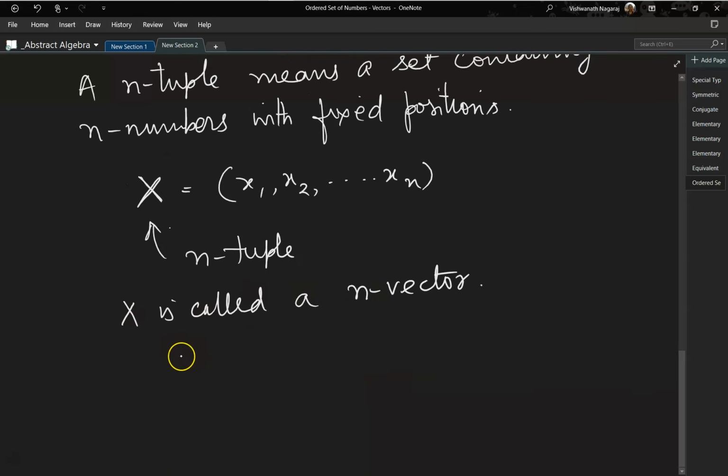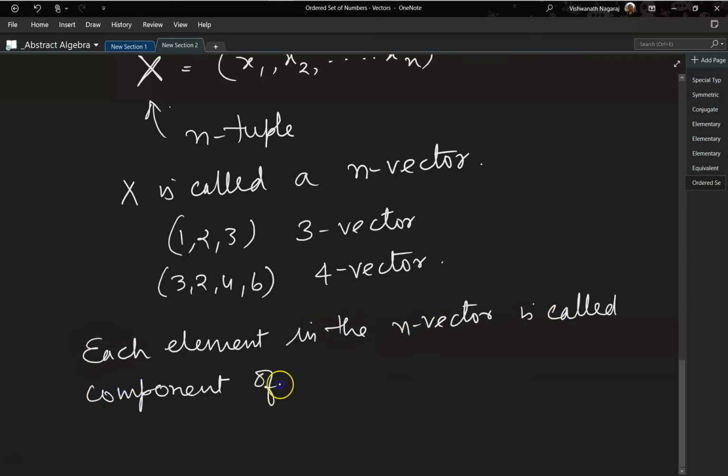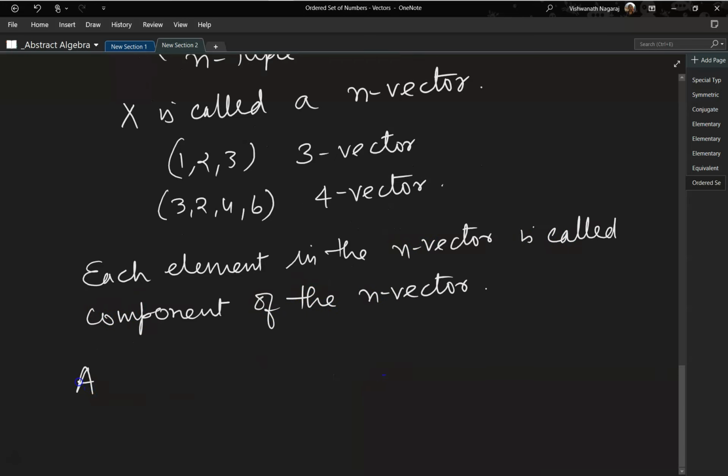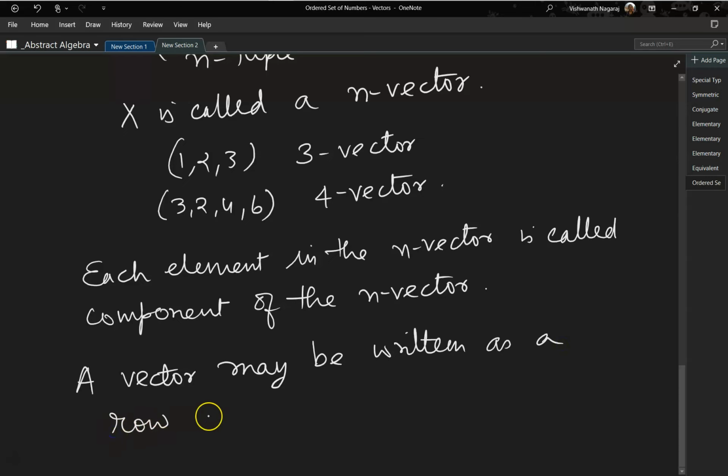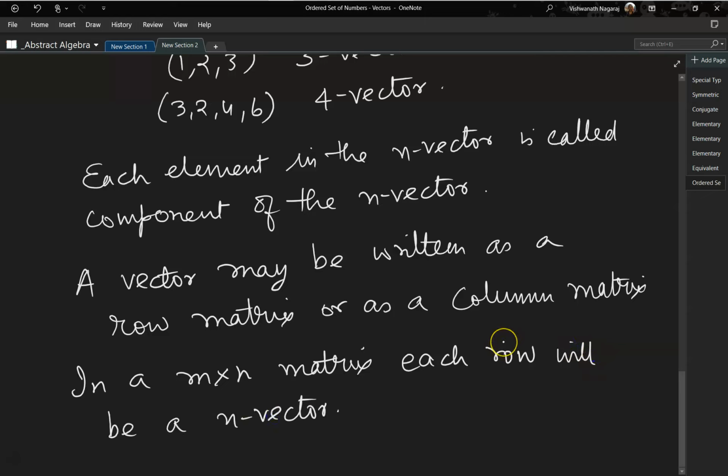So here you would have, say, (1, 2, 3) is a 3-vector. (3, 2, 4, 6) is a 4-vector. Each element in the n-vector is called a component of the n-vector. A vector may be written as a row matrix or as a column matrix. In an m by n matrix, each row will be an n-vector. So that means there will be m rows representing n-vectors.